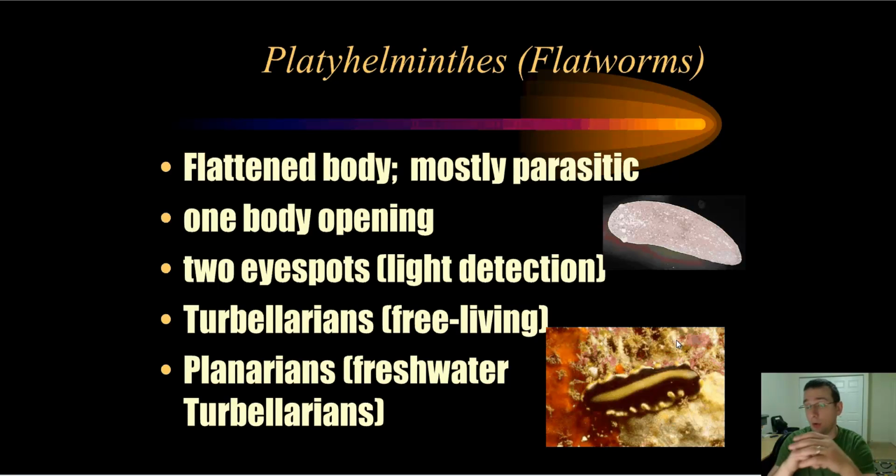Now flatworms are called flatworms because they have flat bodies. Most of them are going to be parasitic and living in water environments. There are saltwater and freshwater types of these, but most of them will be in the freshwater. And they have two eye spots in the front of their cephalic region. That means they have cephalization.